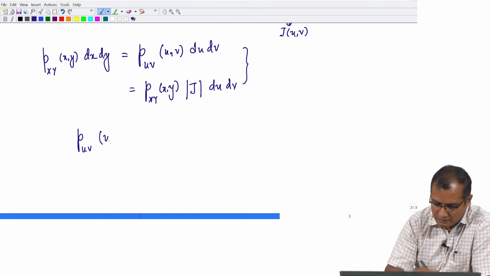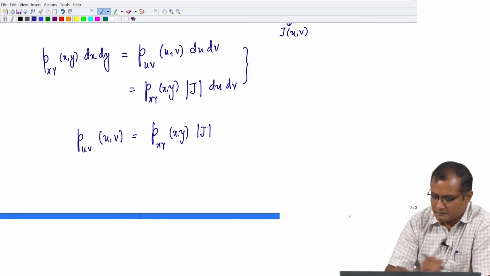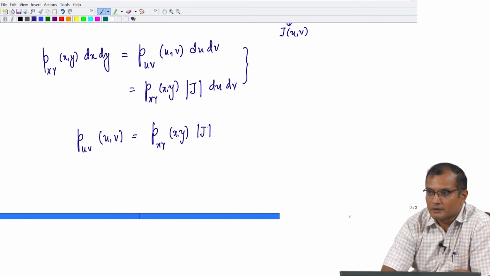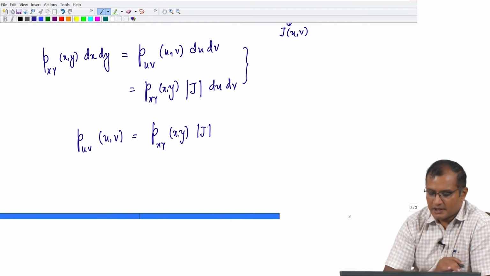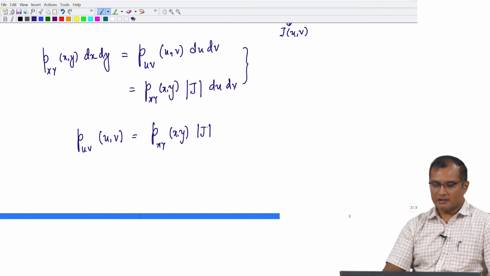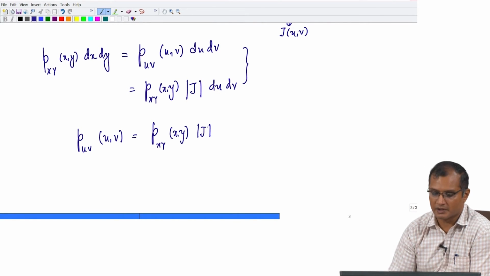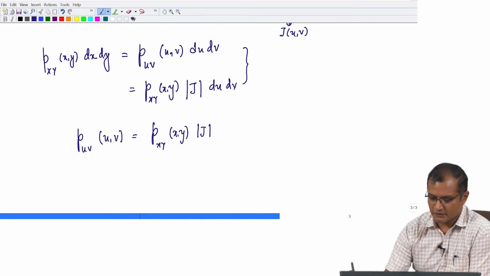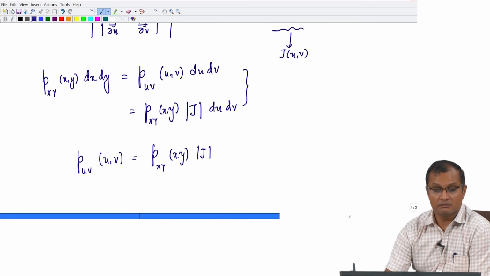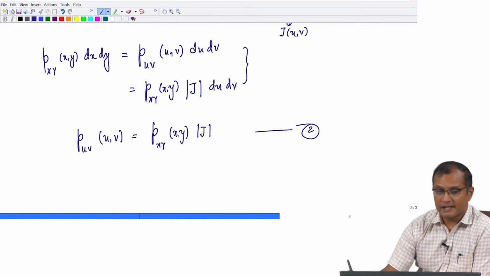So, if I compare these two sides, I can come to the conclusion that p u v is nothing but p of x y into the Jacobian. Okay. The first and the third equality comes because of the Jacobians. So, if I just compare the second and third, I get this relationship, just knock off the area element du dv from both sides. So, then for a typical case I can solve this problem. So, let us call this equation 2. Now we can apply this concept.